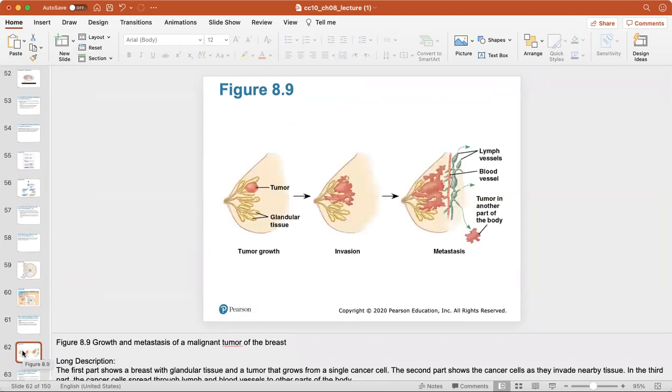So here's a look at the growth and metastasis, or spreading, of a malignant tumor of the breast. So here's the tumor and how it can invade surrounding tissue of the breast, and then how eventually it can metastasize, enter the lymph structures, and the tumor can be found in another part of the body.